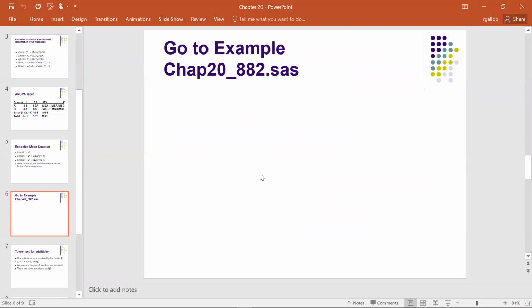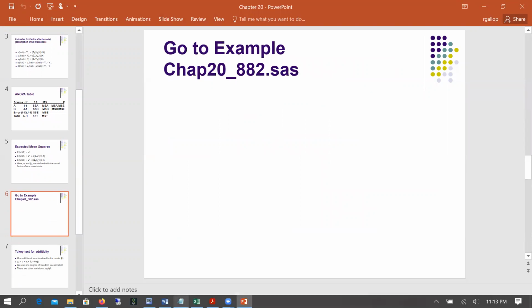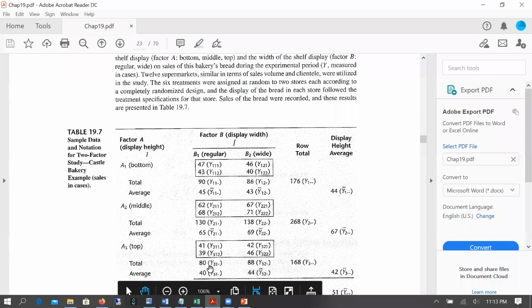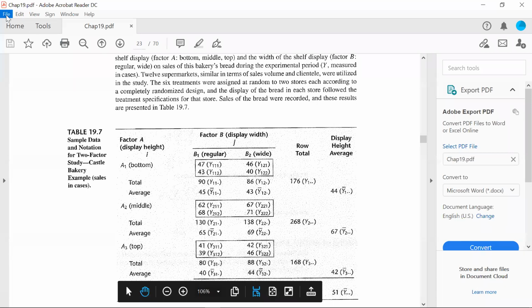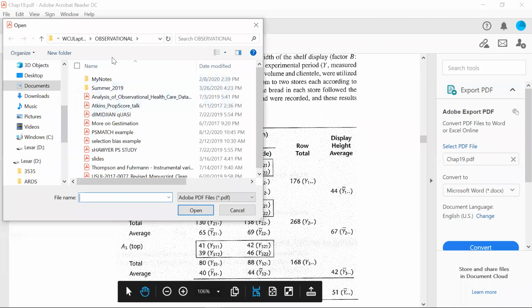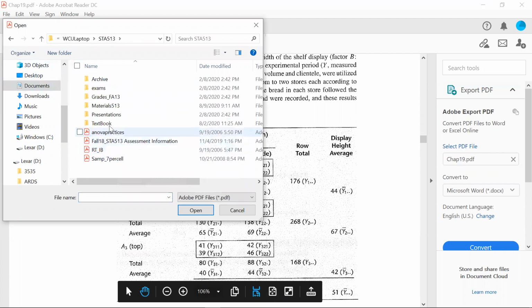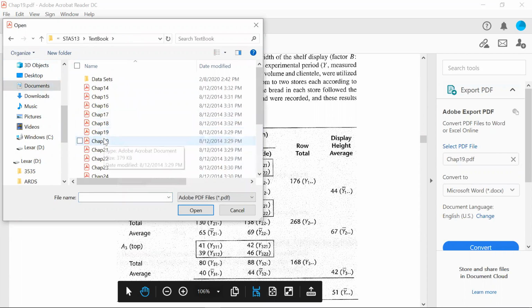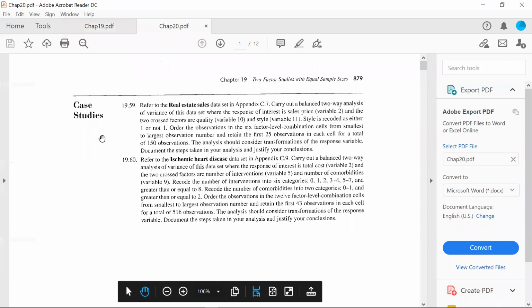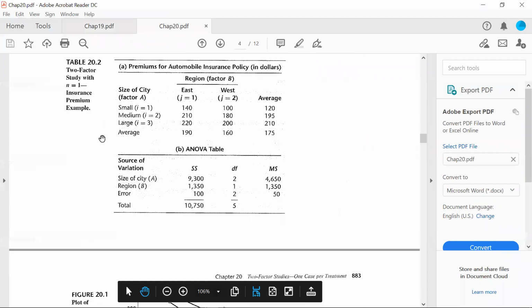But if we go to chapter 20, page 882, let me go ahead and take you to that part of the textbook. So we go to File, Open. I thought we were at that part of the textbook. That's all right. I'll go to STA 513. We'll go to the textbook, chapter 20, and I think it was 882.